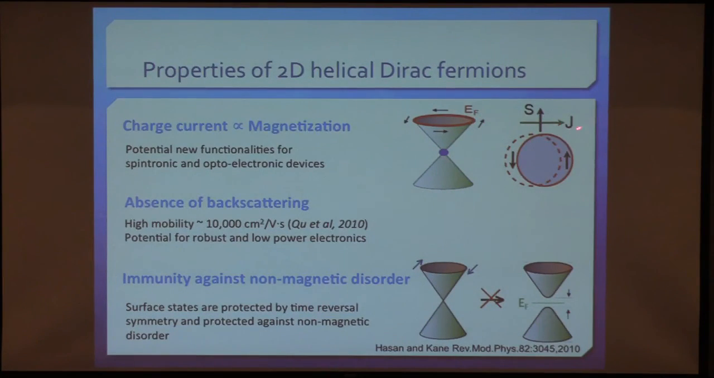If you run a current through this material, for example, then you would generate an imbalance between the two spins, and then that will actually lead to a perpendicular magnetization. Now, because of the spin momentum locking, you also will get absence of backscattering, because you cannot take this guy and put it here. Their spins do not match, and that's why people expect these things to have high mobilities.